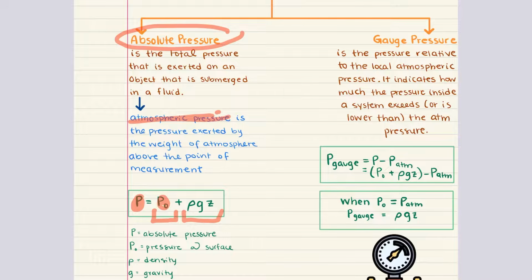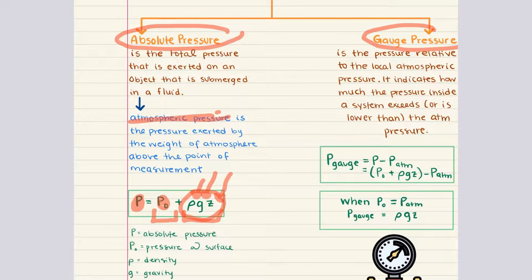So this is our first term for absolute pressure. The second term is density of the fluid multiplied by the acceleration due to gravity multiplied by the depth of the object below the surface. So in short, absolute pressure is P naught plus rho multiplied by G multiplied by Z. Now that we have that mastered, let's discuss gauge pressure.